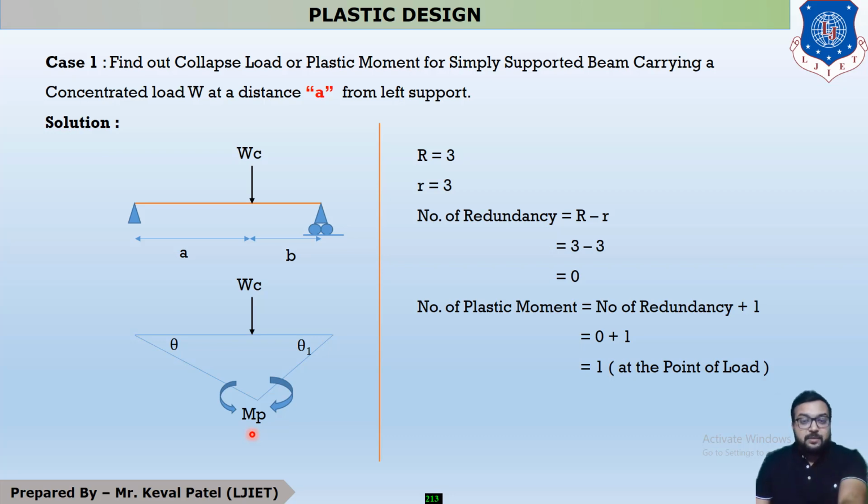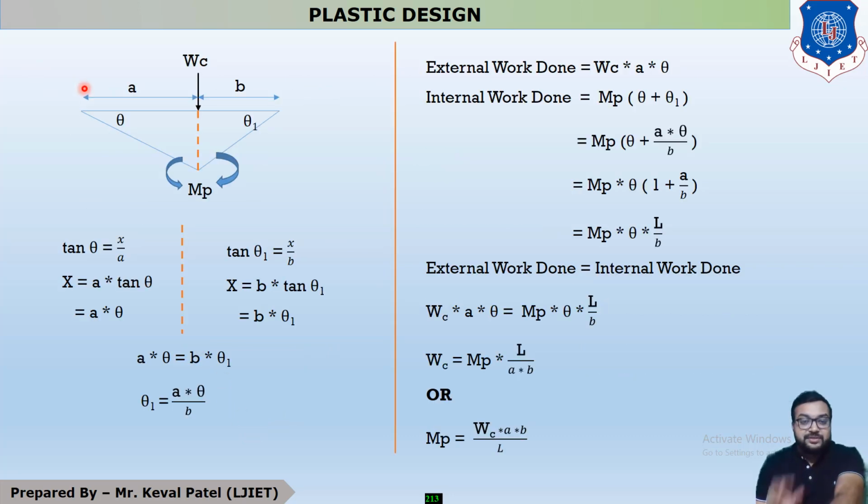Now we are moving further to step number 3, in which first of all you have to find out the external work done. It was already discussed in the last lecture that when a point load is acting, the equation of external work done is equal to load into deflection under that point. So first of all, you have to find out this deflection. Now, what is this value? This vertical portion is unknown.